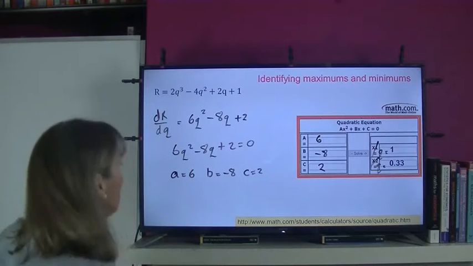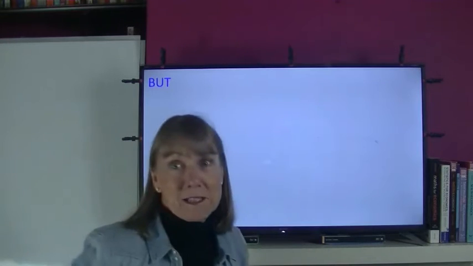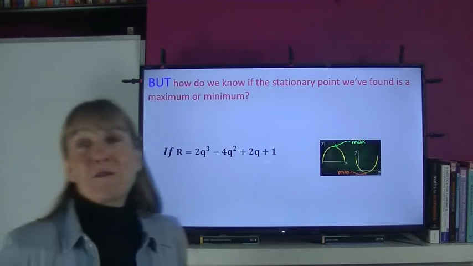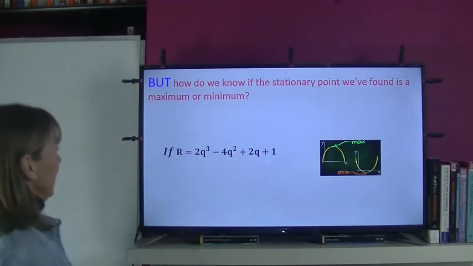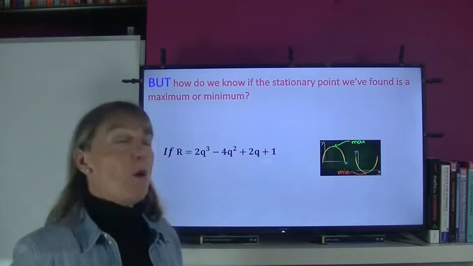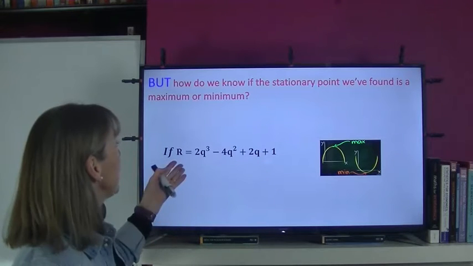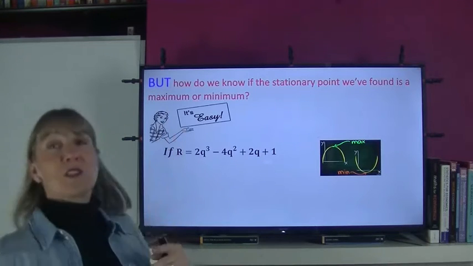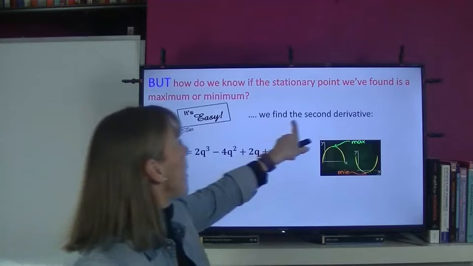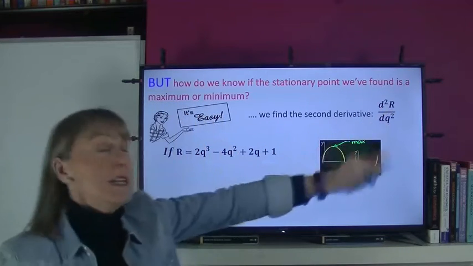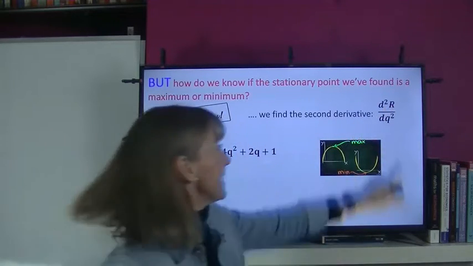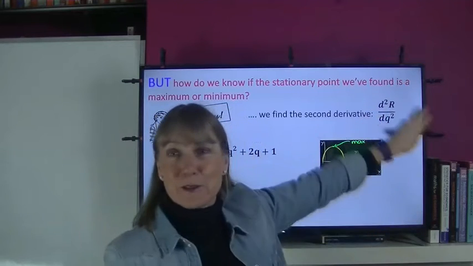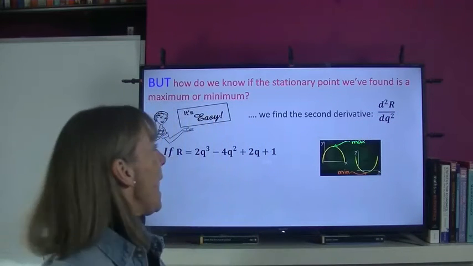So we've found our 2 points, but, and it's a big but, how do we know if the points that we found are maximum or minimums? Well, here's the function we were looking at before. So how do we find if maximum minimums? Well, fortunately, it's easy. We find the second derivative. And the second derivative is where we take the first derivative and differentiate it again. And that's the symbol for that. You sort of dot a few 2's over there.